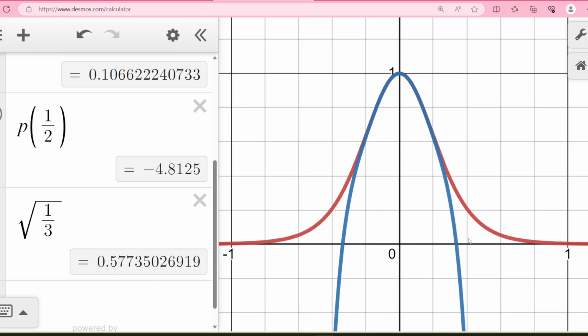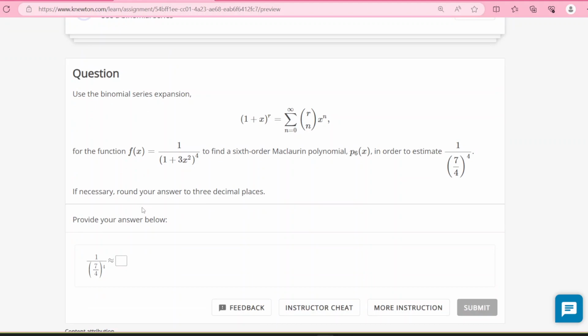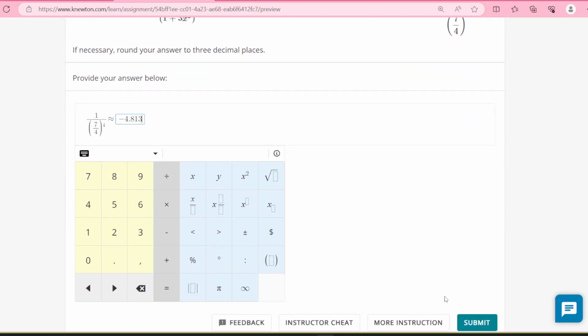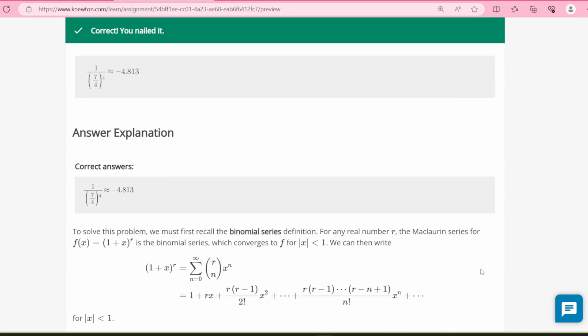So the 6th-degree polynomial isn't great, but if I added more and more terms on, it would get better and better at a half. But they're only asking for the 6th-degree one, so negative 4.813 if I round to 3 decimal places. So negative 4.813. It's not a great approximation, but it's what they want.